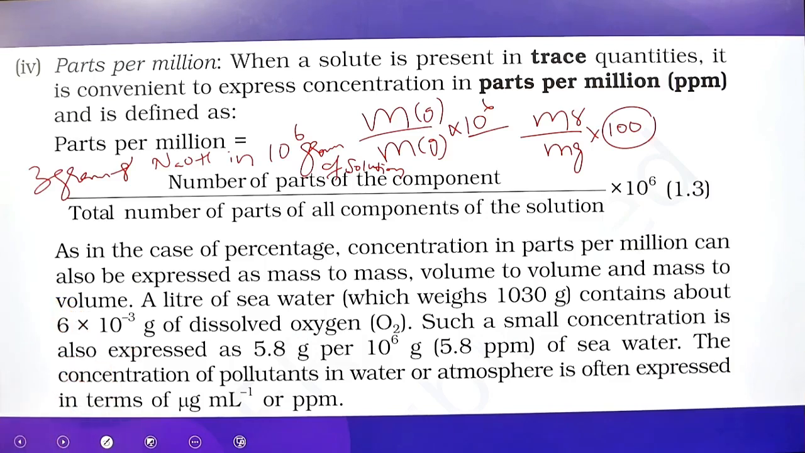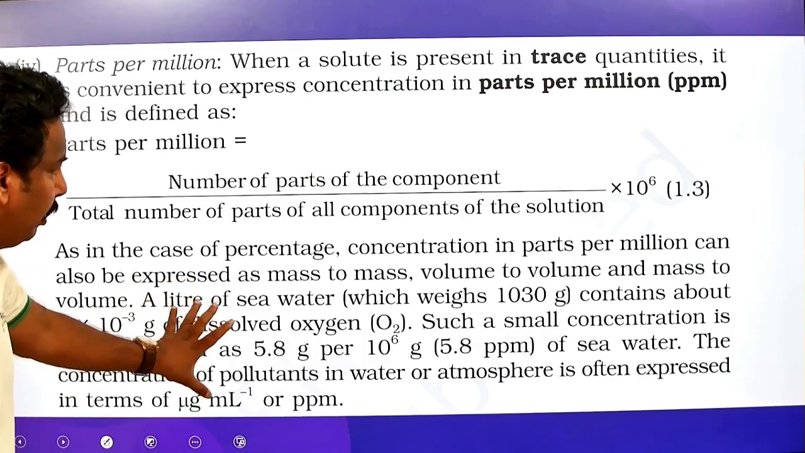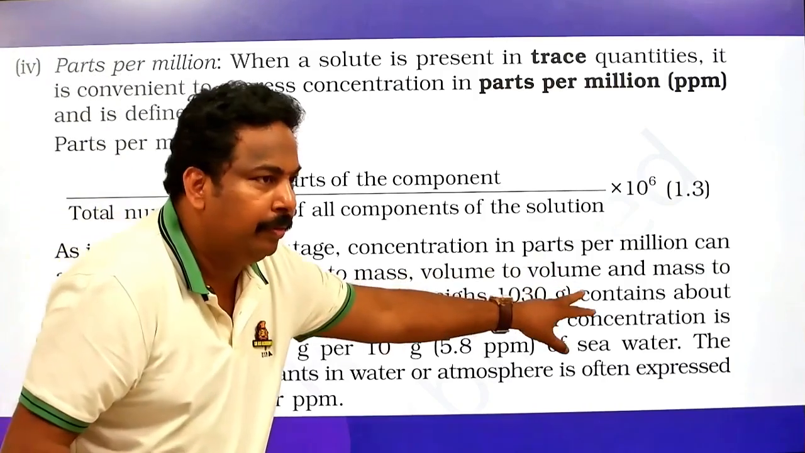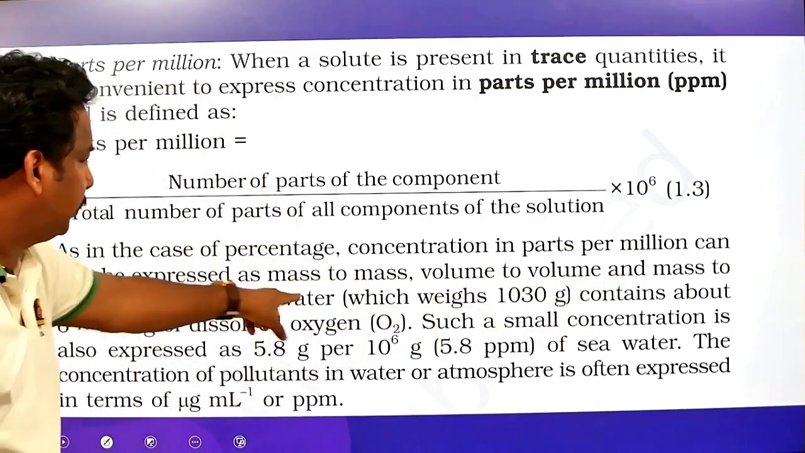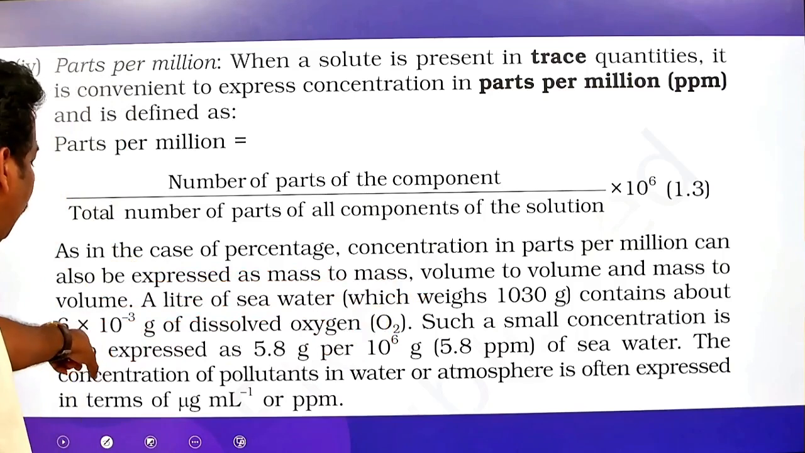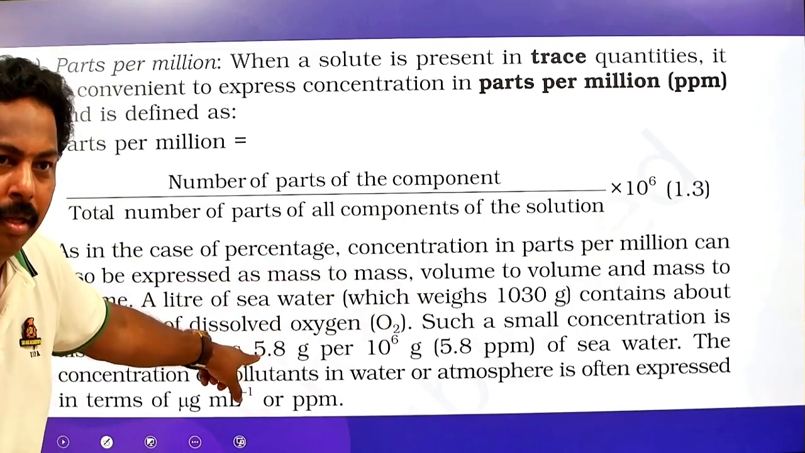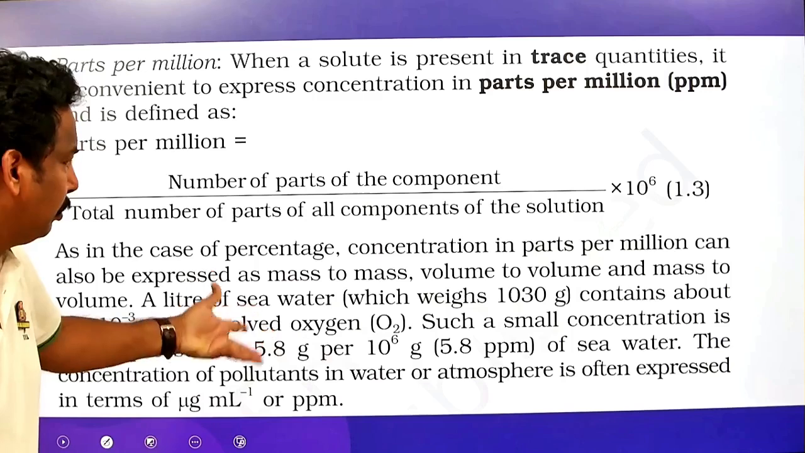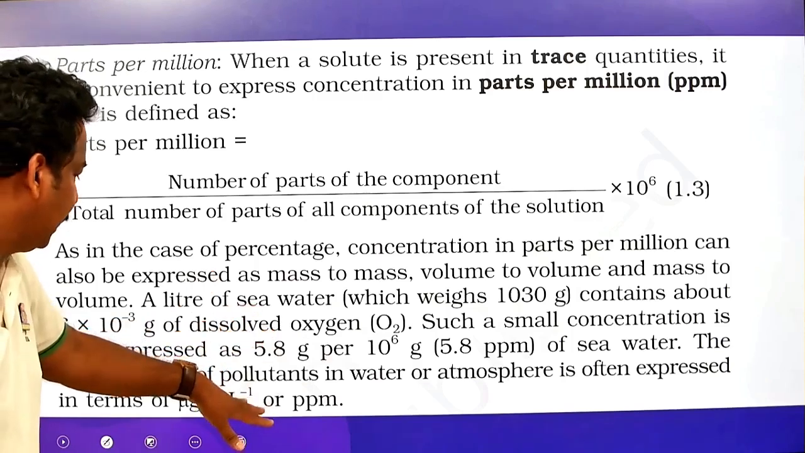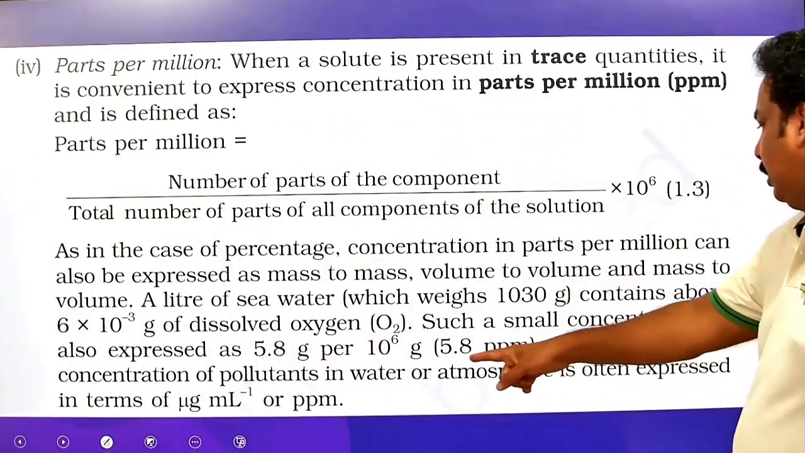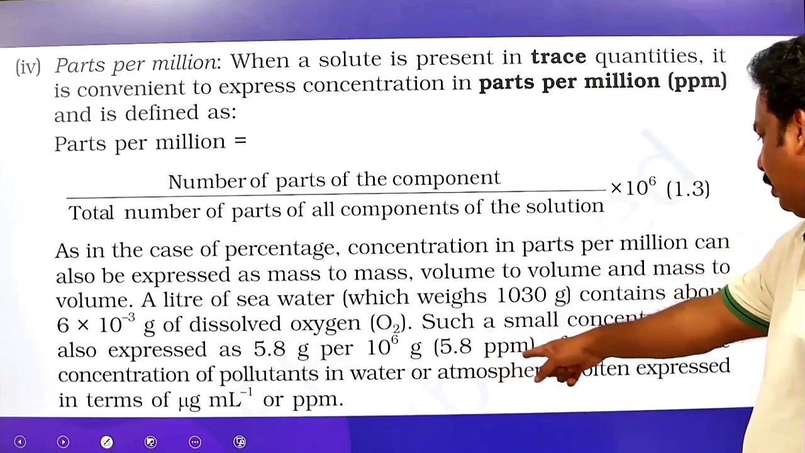What is written inside? இங்க கீழ என்ன போட்டிருக்கு? எது solute, எது solvent, எது solution. Concentration in parts per million can also be expressed in mass to mass, volume to volume, mass to volume. A liter of seawater which is 1030 grams, 6 into 10 power minus 3 grams of dissolved oxygen. What is the solute? Oxygen. What is the solution? Seawater solution. Such a small concentration.